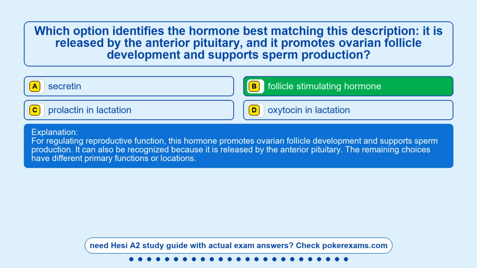For regulating reproductive function, this hormone promotes ovarian follicle development and supports sperm production. It can also be recognized because it is released by the anterior pituitary. The remaining choices have different primary functions or locations.